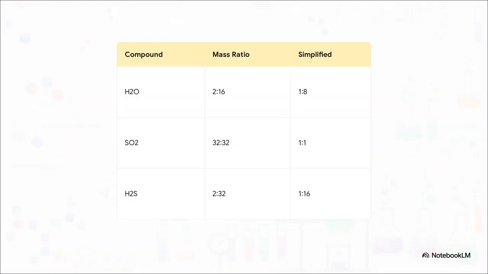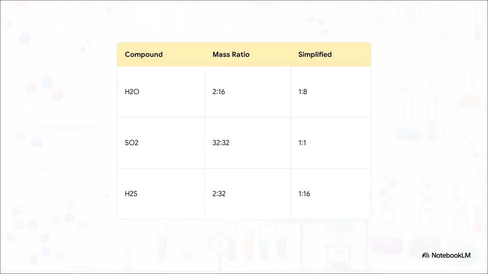The best way to grasp this is using a triangle of hydrogen, sulfur, and oxygen. Imagine hydrogen and sulfur separately combining with our third element, oxygen. Hydrogen forms water, H2O, with a mass ratio of 2 to 16. Sulfur forms sulfur dioxide, SO2, with a mass ratio of 32 to 32. Now, let's fix the mass of oxygen to 32.